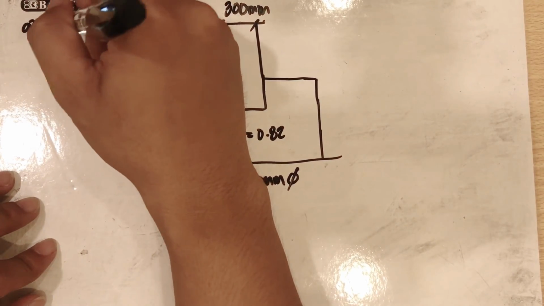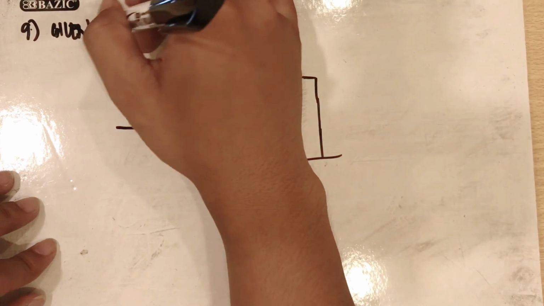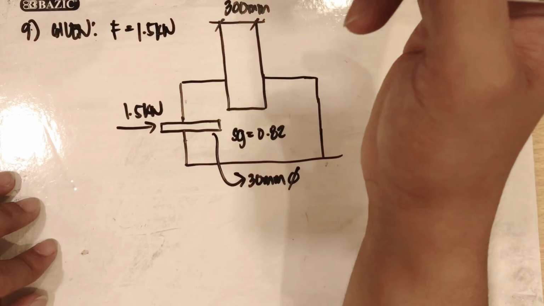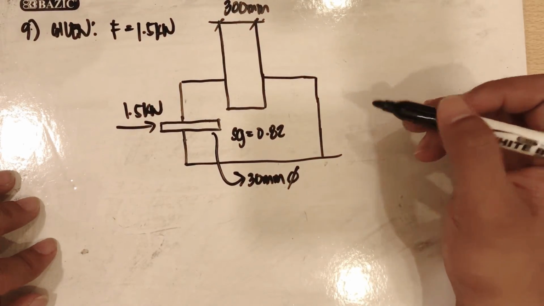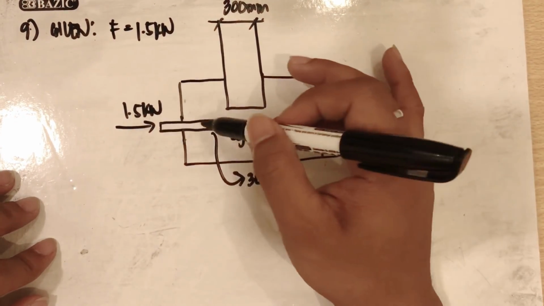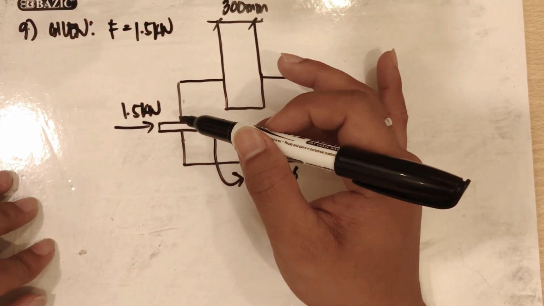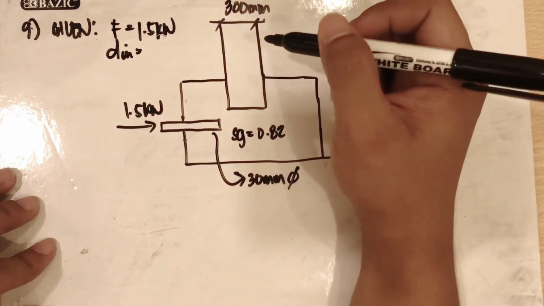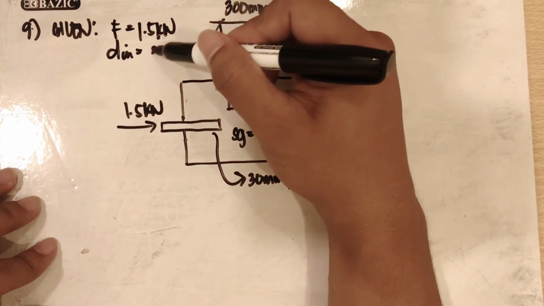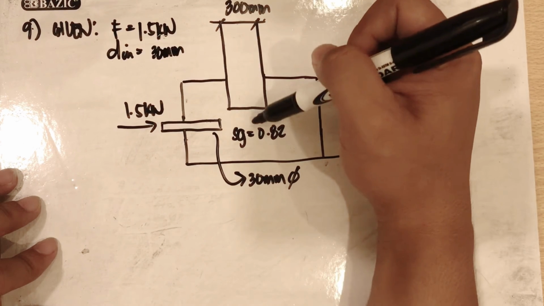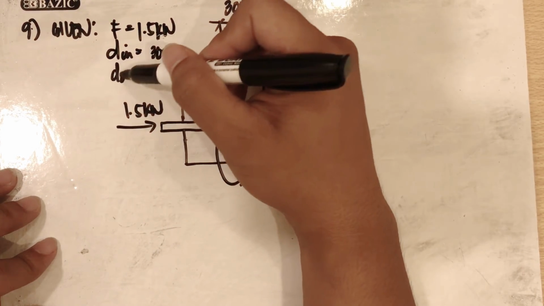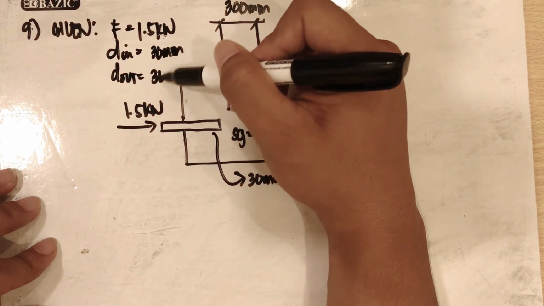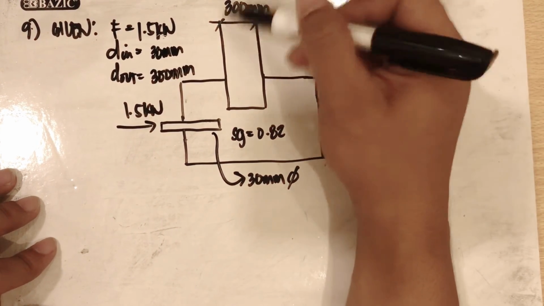So, given, we have a force equivalent to 1.5 kilonewtons. The diameter for the input is equivalent to 30 mm. And the diameter for the output, so dito lalabas, is equivalent to 300 mm. So ito yan, diameter niya.